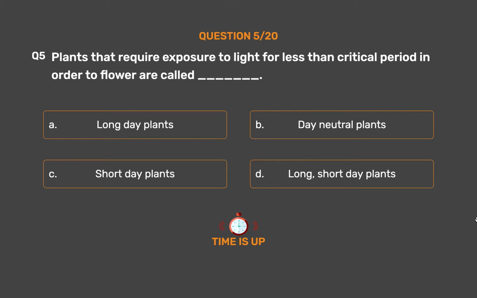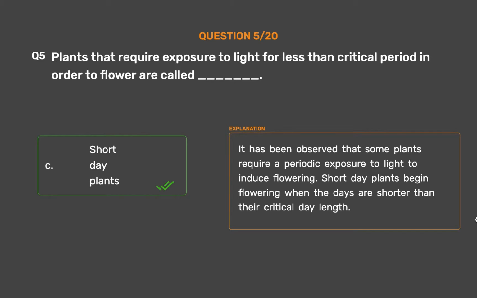The correct answer is option C. Short day plants. It has been observed that some plants require a periodic exposure to light to induce flowering. Short day plants begin flowering when the days are shorter than their critical day length.